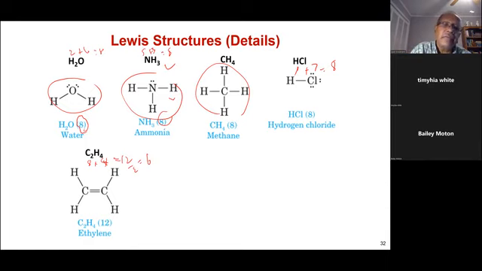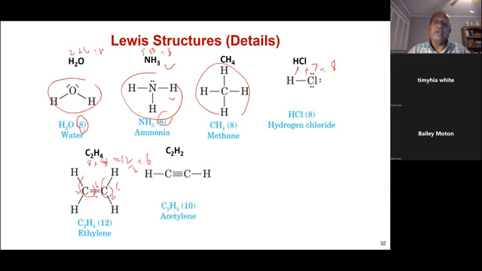Now, if you look at this, there are 1, 2, 3, 4, 5, 6. There are 2 electron pairs. So therefore, there's a double bond in the molecule. All the electrons should be put in. So to get the octet between 2 carbons in ethylene, you should have a double bond between the carbons.